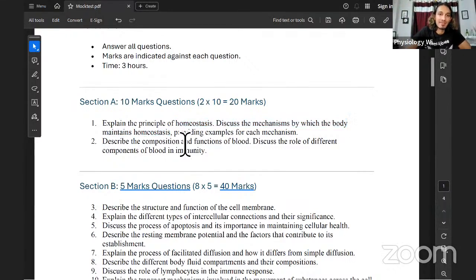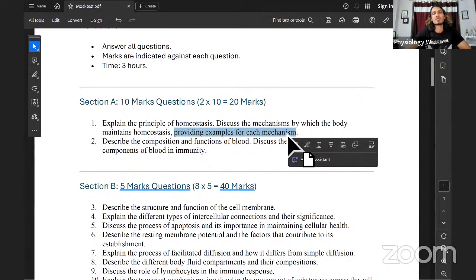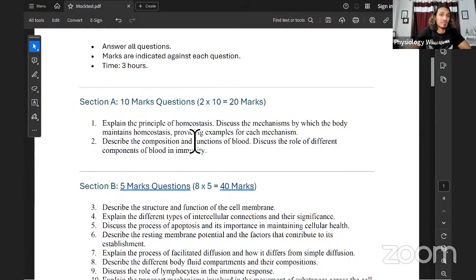So, for each mechanism, give at least 2 examples with flowcharts. Okay, because it is a 10-mark question. All right, so this should fill around 2.5 to 3 pages. Okay, so when I say page, I'm talking about each side separately.